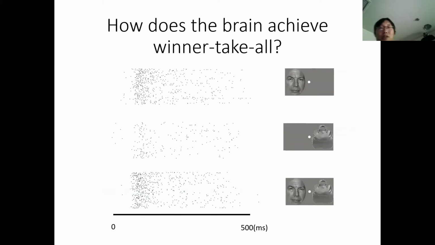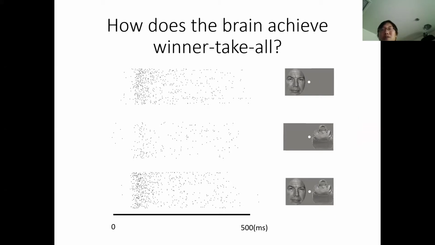How does the brain achieve winner-take-all behavior? Using the face example, here is the response when the face is presented alone, and here is the response when the object is presented alone. As you can see, the neurons show a strong preference for faces, but it still responds to the object. When we put the face and object together, how could neurons shut down the input from the object stimuli?